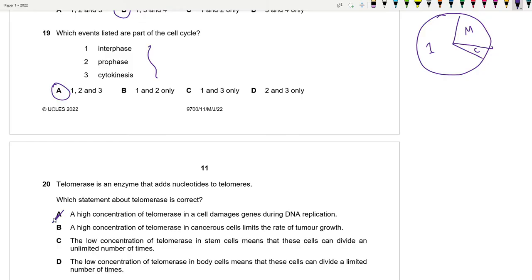The low concentration of telomerase in stem cells means that these cells can divide an unlimited number of times. This is wrong. If it was high, it would have been true. The low concentration of telomerase in body cells means that these cells can divide a limited number of times. This is true. Also, B, a high concentration of telomerase in a cancer cell limits the rate. No, it actually facilitates the rate of tumor growth. Okay, so high telomerase means more growth, low telomerase means less growth.